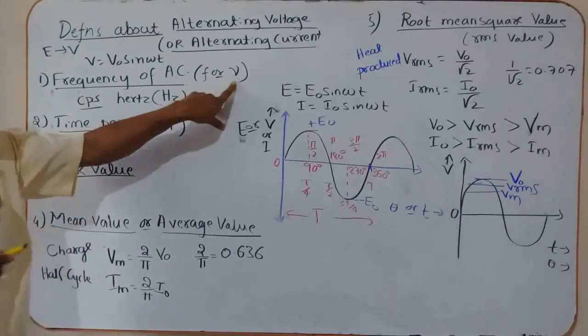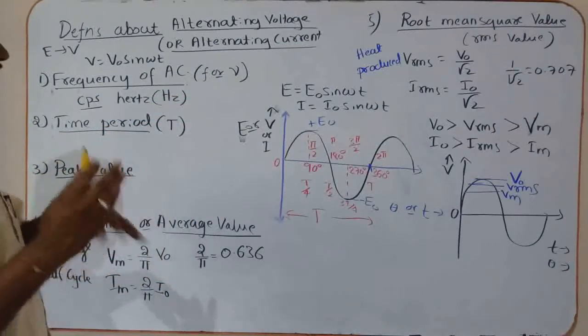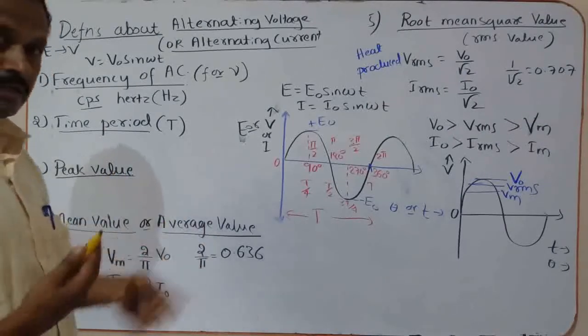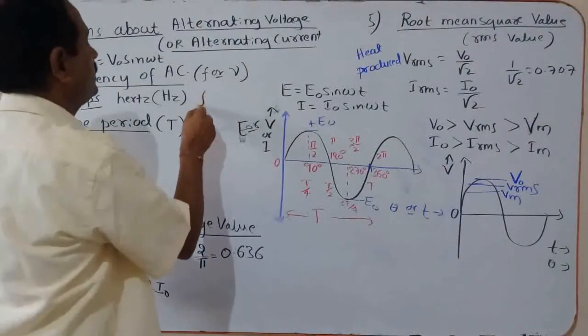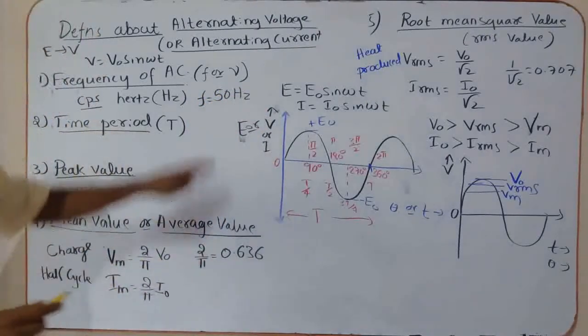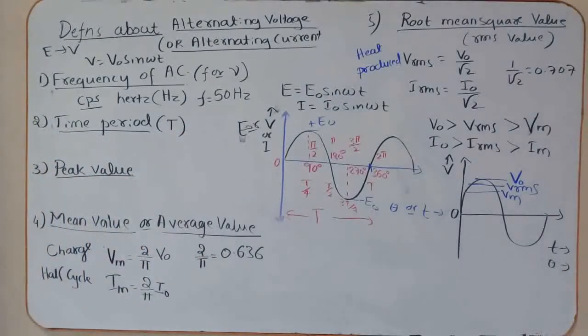In India, in a power station where you generate electrical power, the frequency is about 50 hertz. What is meant by this? It is the number of cycles per second in the generator, whether a hydroelectric power station or a thermal power station. Anywhere you take it, the frequency is 50 hertz.